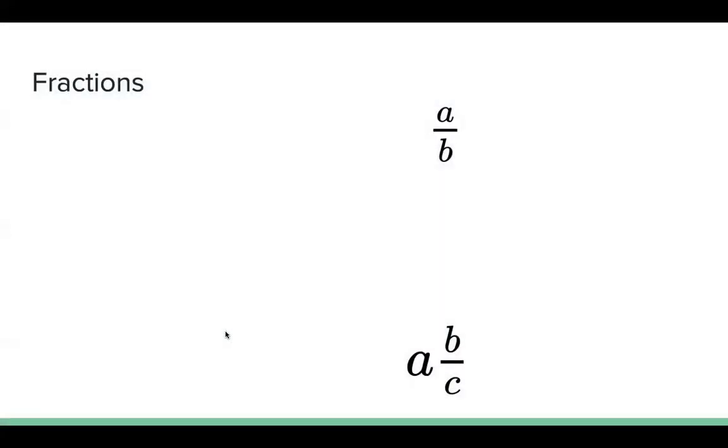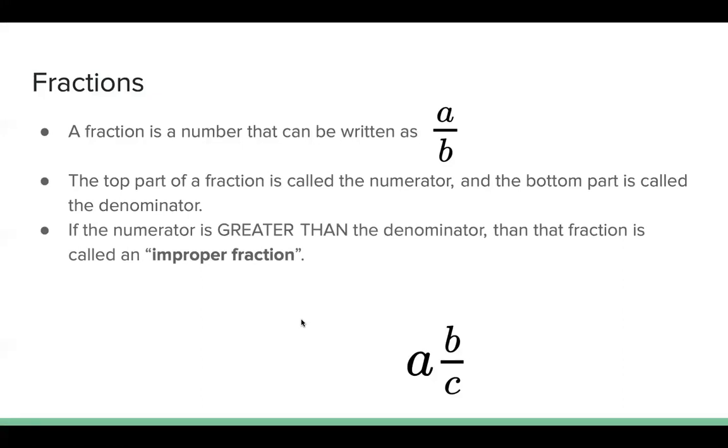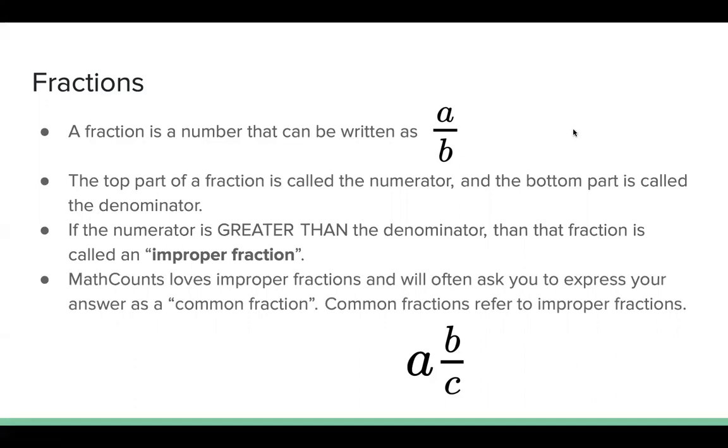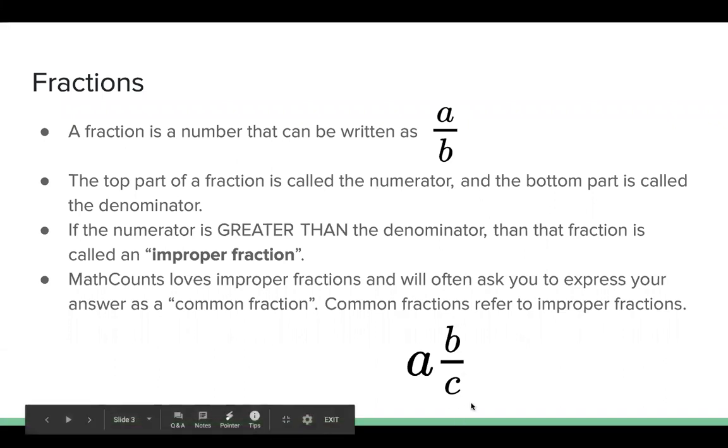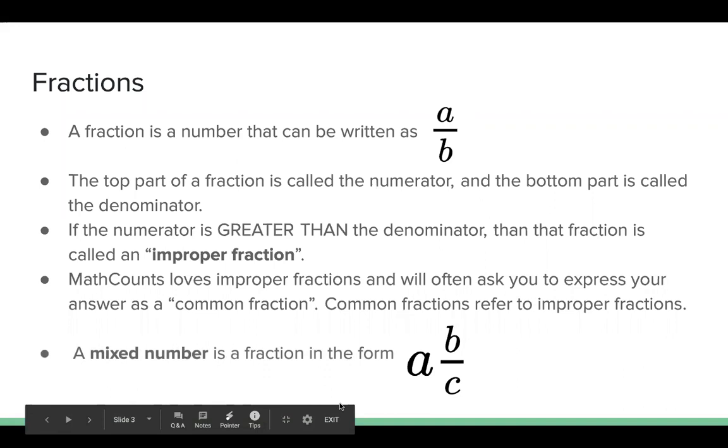What is a fraction? So it's any number that can be written like that. The top part, which would be where A is, that's called the numerator, and the bottom part where B is, that's the denominator. If the numerator is bigger than the denominator, then the fraction is called an improper fraction. And those are super, super important in MATHCOUNTS. A lot of questions tell you to express your answer as an improper fraction or a common fraction. So that means that you should not express your answer as a mixed number. An example of a mixed number might be 3 1/2.